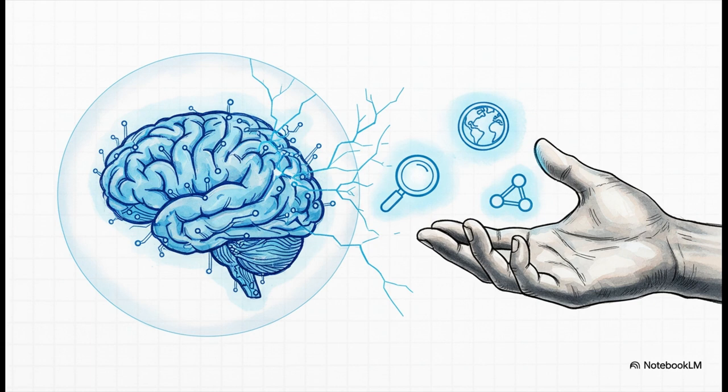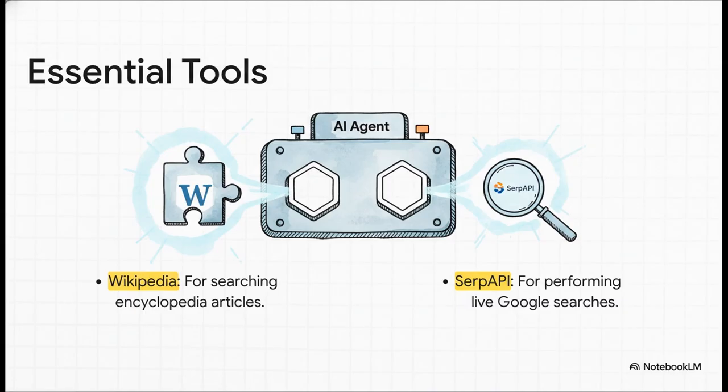To give it the superpower of, say, browsing the internet, we need to equip it with what are called tools. Right inside the AI agent node settings, you'll see a section for tools. You just click to add them.